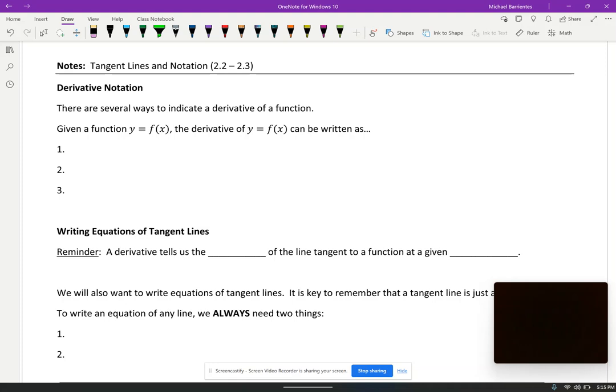Okay, this is video number 3 of sections 2223. This one's mainly about notation, about reading things, and about a formula that should be familiar from Algebra 1. But we're going to start by reviewing some notation.